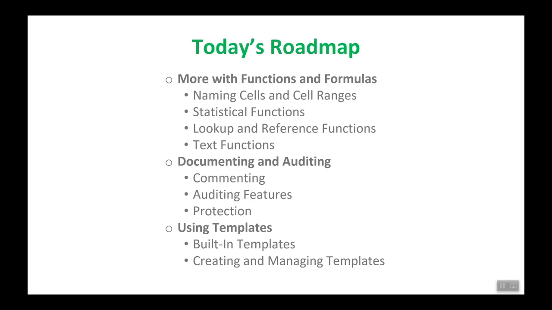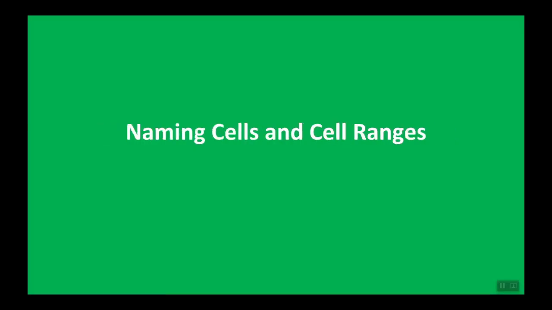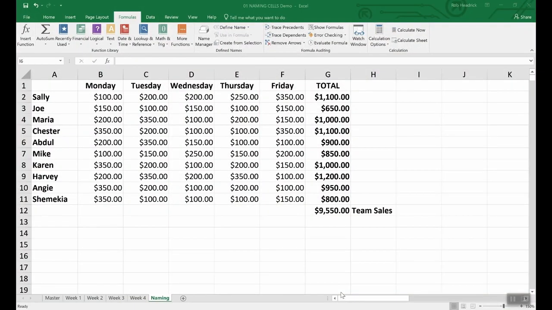But first, let's start with where we left off in our intermediate session with more on functions and formulas. And first up is naming cells and cell ranges. So, what does it mean to name a cell? And why would we do it? Well, typically, when we talk about or reference a particular cell, we do so by its coordinates, A21, G12, R3, etc. This is the language of Excel. And when we write formulas using cell coordinates and ranges, we are speaking Excel's language.